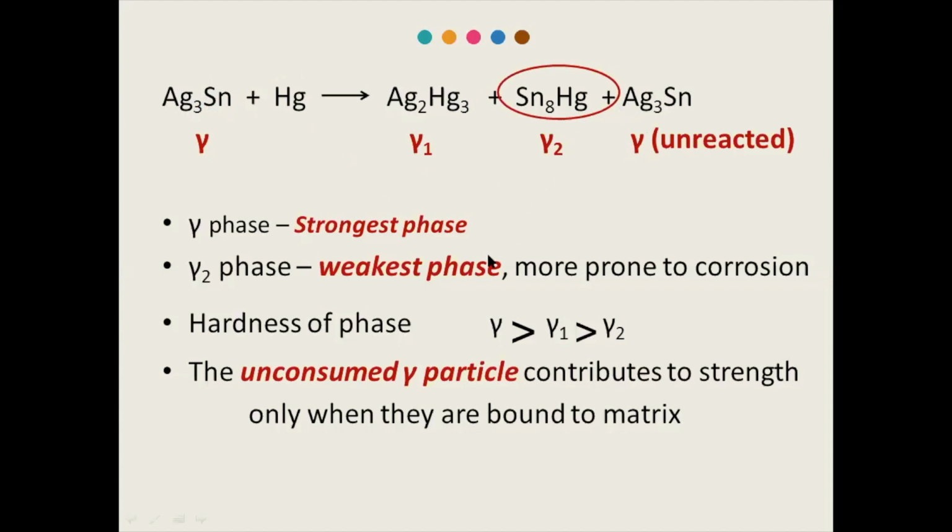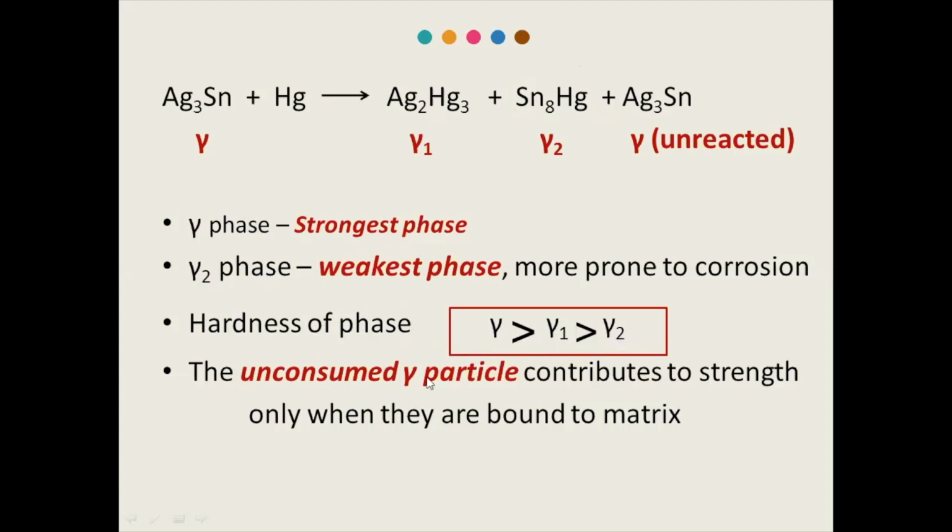If you see the strength of these phases, gamma phase is the strongest phase among gamma, gamma 1, gamma 2. And gamma 2 phase is the weakest phase, which is more prone to corrosion. When differences are asked between the low copper and high copper, this is a very important point. Because of the gamma 2 phase, low copper amalgams are more prone to corrosion. Hardness of the phase, depending upon the strength, gamma phase is the strongest, after that is gamma 1, and lastly is gamma 2.